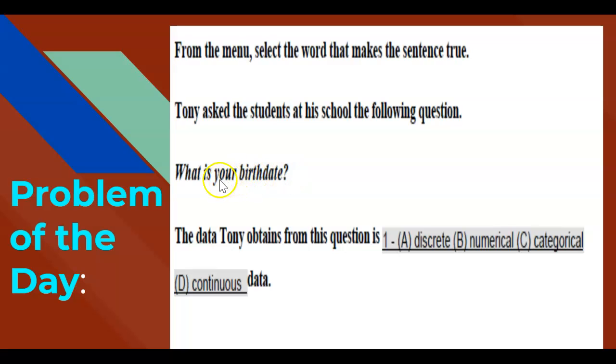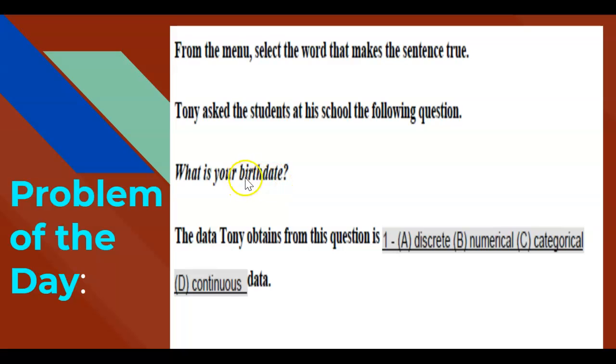Let's go back to the question. What is your birth date? So when he asks that question, what type of answer is he trying to get? He wants to get the month, the date, and the year. And those can be put into categories. They can be put into categories of what month were you born in. It can be put into categories of year. Okay, so this particular one would be categorical. The answer to this one is categorical.